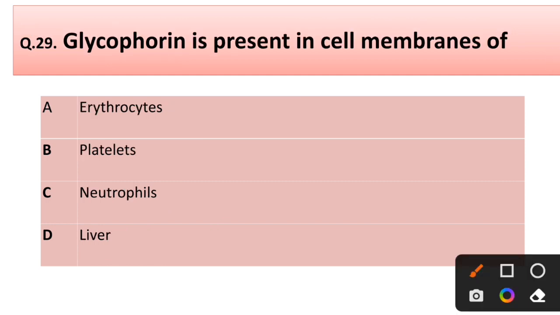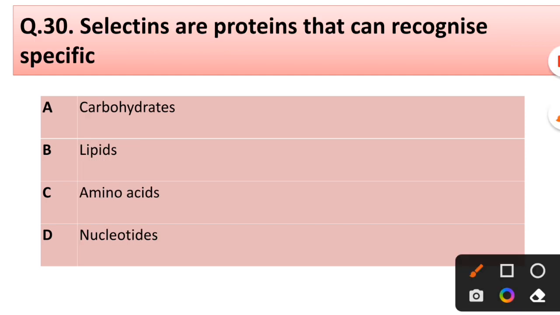Question number 29. Glycophorin is present in cell membrane of erythrocytes, platelets, neutrophils, liver. Correct answer is option A, erythrocyte. Question number 30. Selectins are proteins that can recognize specific carbohydrate, lipid, amino acid, nucleotides. Correct answer is option A, carbohydrate.